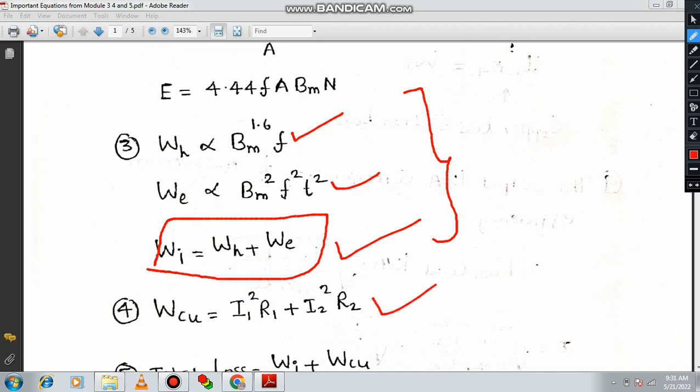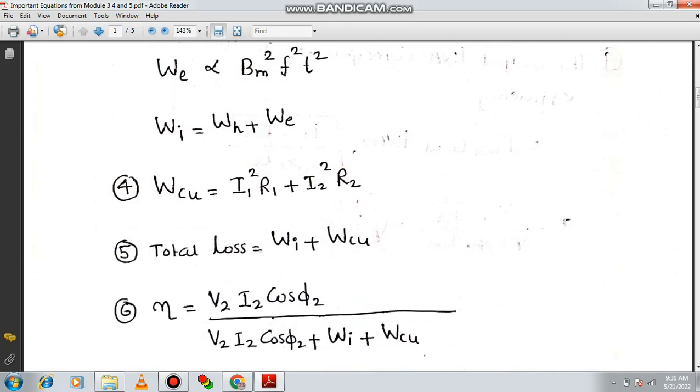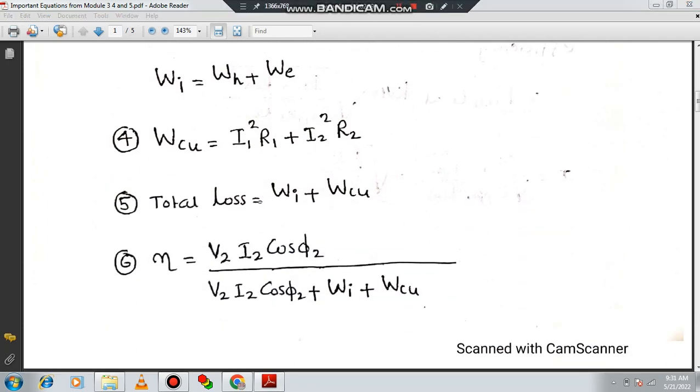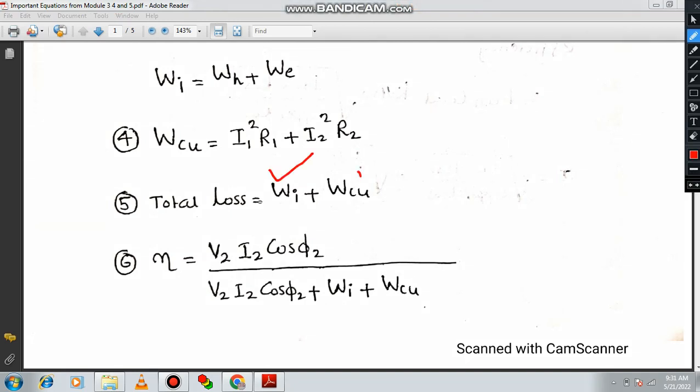When it comes to copper loss, it can be computed using this equation: I1 square into R1 plus I2 square into R2. The first part is for the primary side, and the second part is for the secondary side. I think you are understanding my points. Therefore, we can write the total loss, that is the sum of iron loss and copper loss. Wi means iron loss, WCU means copper loss. Iron loss is also known as core loss.